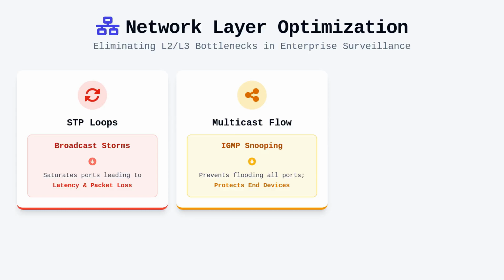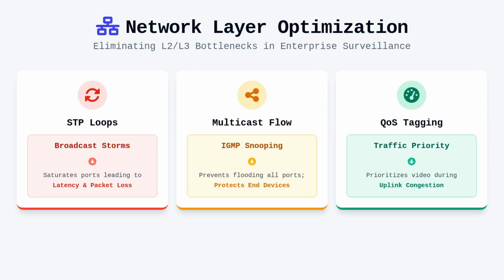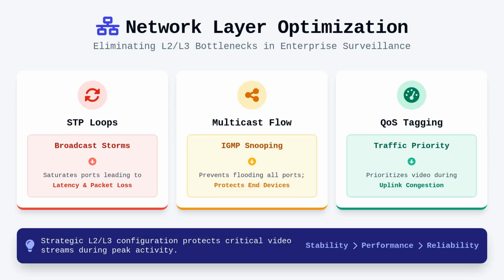You should also investigate your quality of service tagging policies to ensure that video traffic is appropriately prioritized over lower criticality data. When a switch receives more traffic than its uplink can handle, it will prioritize egress based on these tags, effectively protecting your video streams during periods of high network activity.